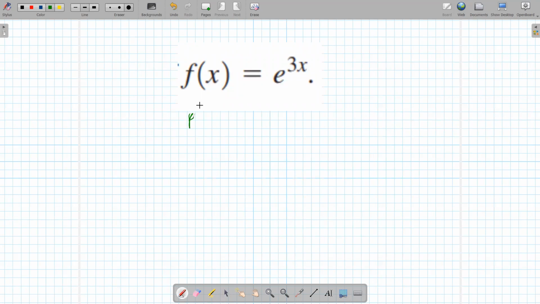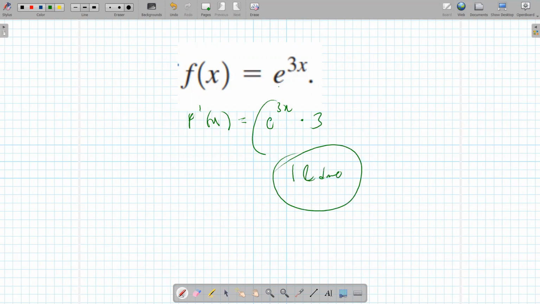So here, if that's f of x, what's f prime of x? E to the power of anything, the derivative is itself. Okay, like that. But then you need to multiply this by the chain rule component. What do we multiply this by? 3. Yep, and that's it. You are done. One and done. Easy, right? E to the power of x.